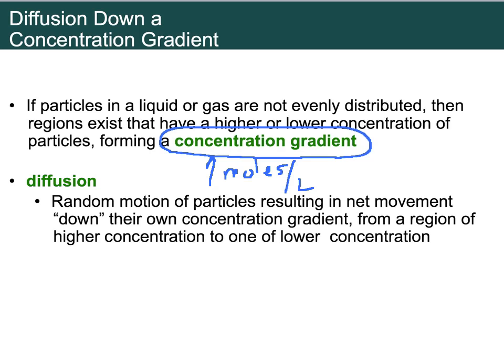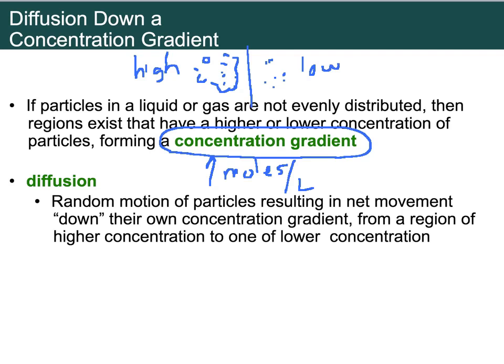So concentration gradient is a change in concentration. So if we have a whole bunch of things over here, and like one or two over here, right? The concentration is much greater over here, so there's a concentration gradient. That's the gradient. There's a difference. High concentration, low concentration. That's the gradient.